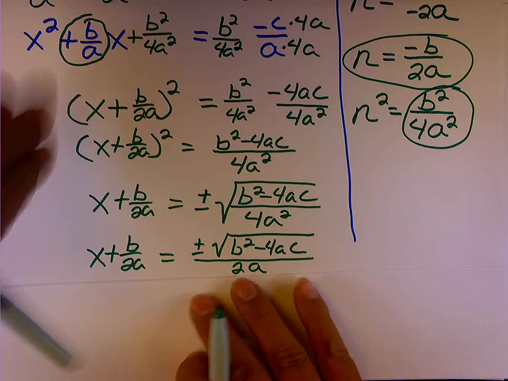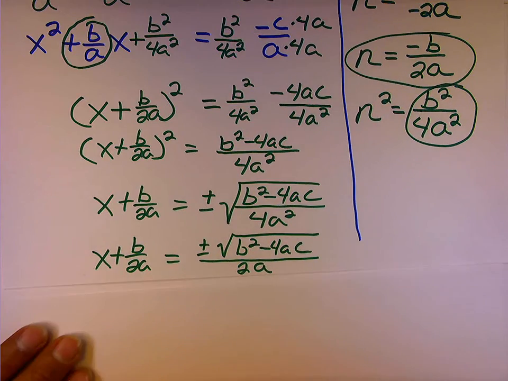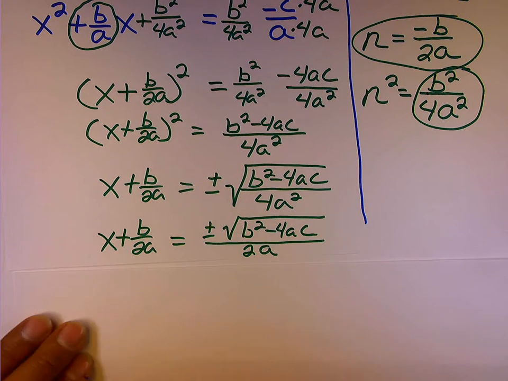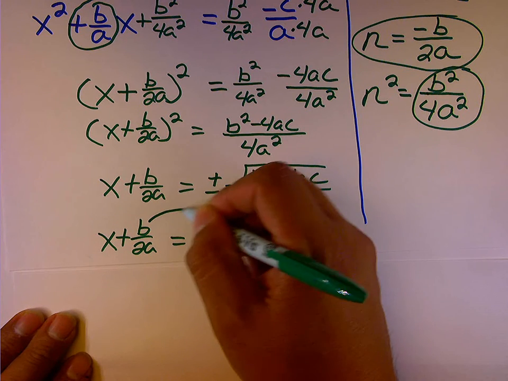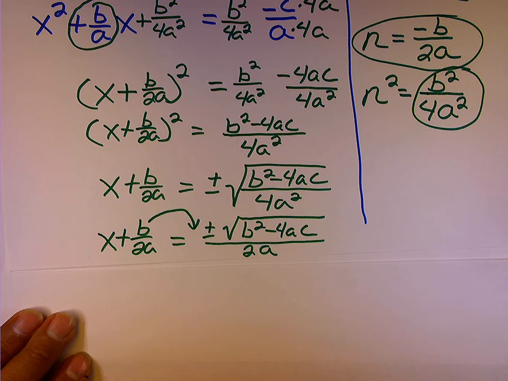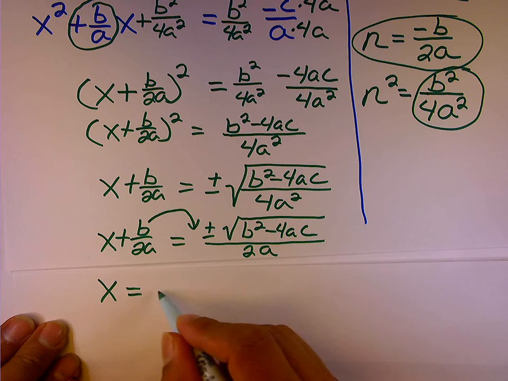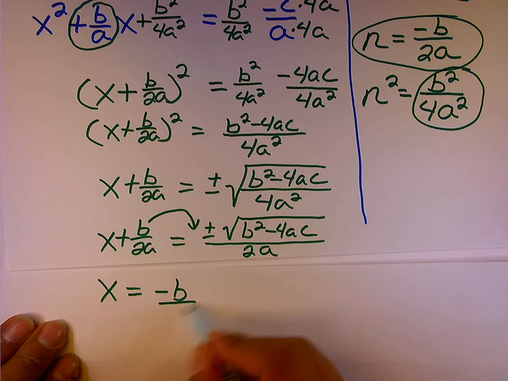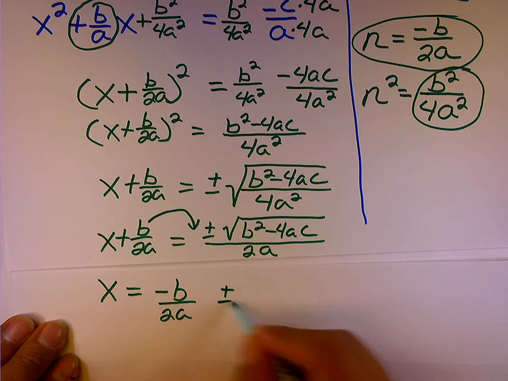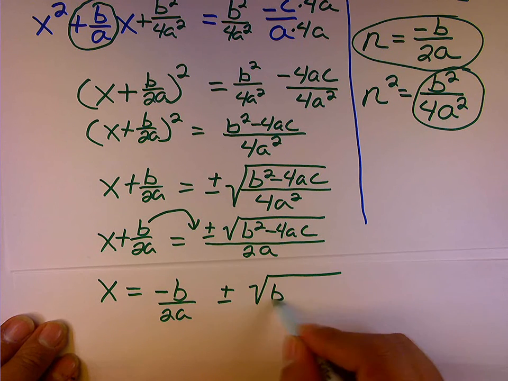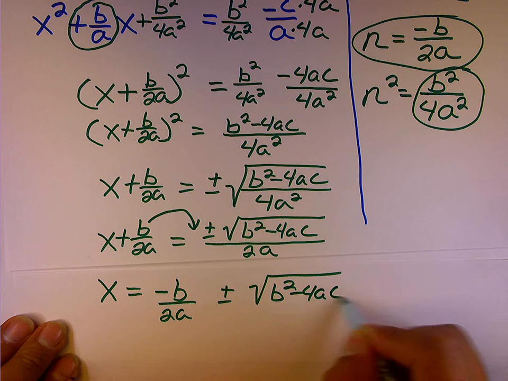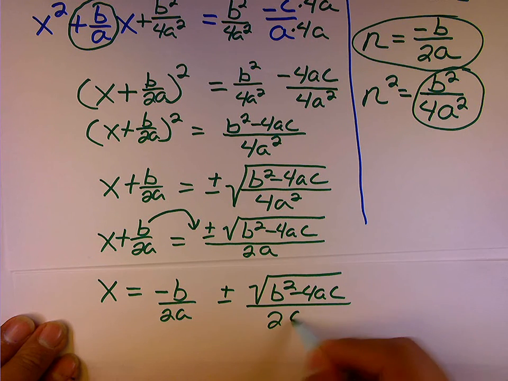Let me just pull this piece of paper down here for a little bit. Next step, I'm going to move this over to this side by subtracting it, even though it's a negative, so I don't get confused what's in front of the radical and what's behind the radical or in the radical. I'm going to make it up front, giving me x equals negative b over 2a plus or minus the square root of b squared minus 4ac over 2a.